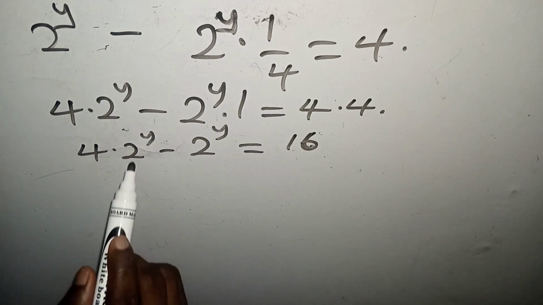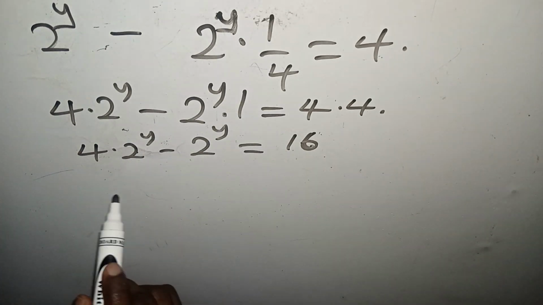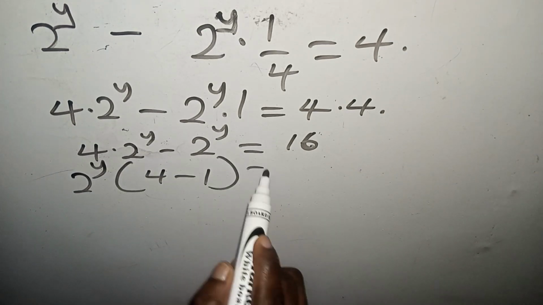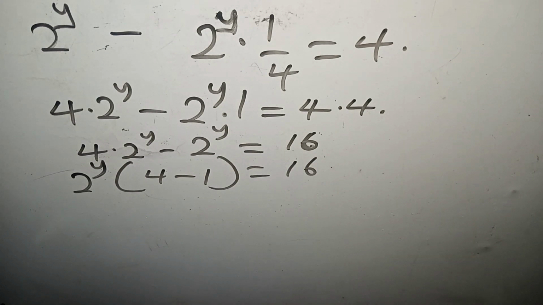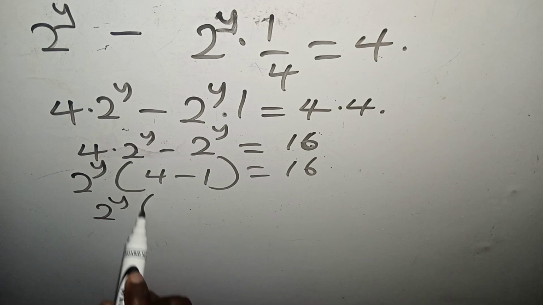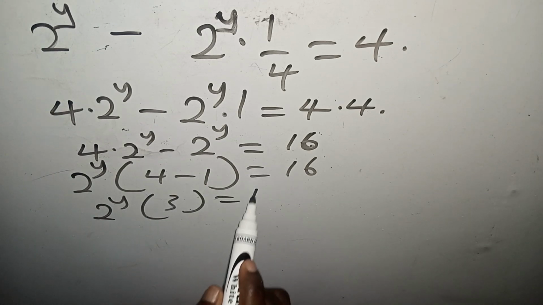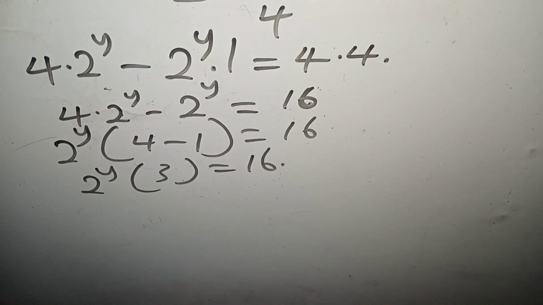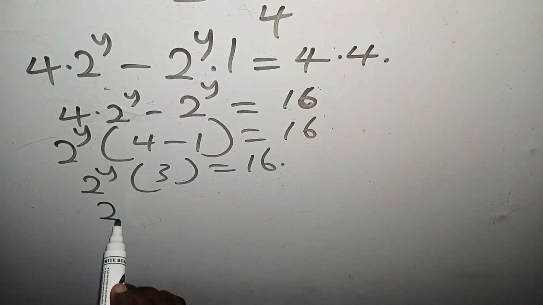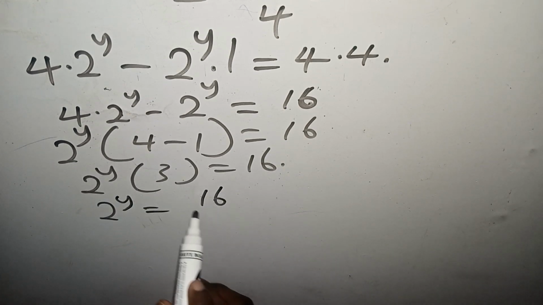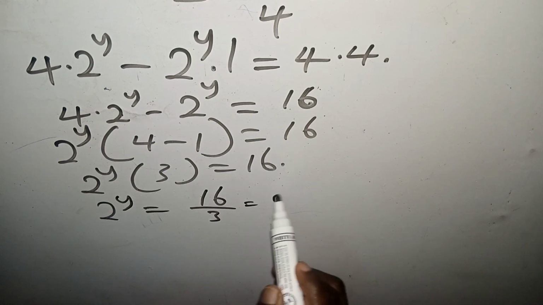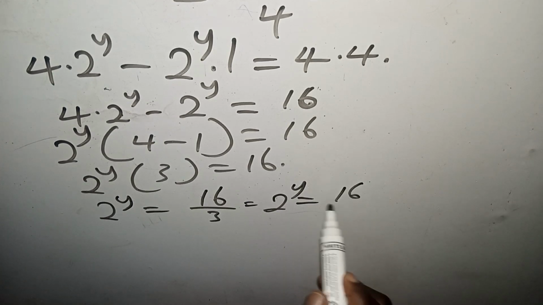So having done this, you can see that at this junction, we are having 2 to the power of y common. So you can simply say 2 to the power of y, factoring it out, open bracket 4 minus 1, close bracket, is equal to 16. So we are left with 2 to the power of y times 3 is equal to 16. Okay, having done all this, we can now divide both sides by 3. So we are going to have 2 to the power of y is equal to 16 all over 3, which implies our 2 to the power of y is equal to 16 all over 3.